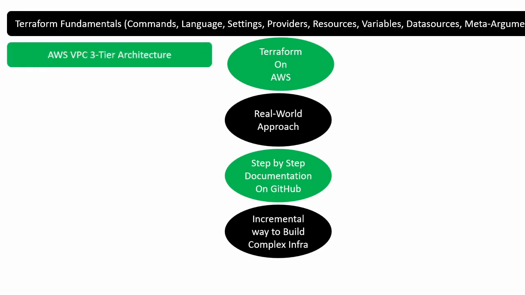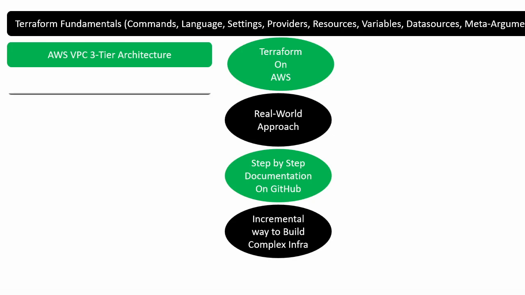So what are we going to do? I'm going to execute one 3-tier architecture once we complete the basics of Terraform: the scripting, variables and all. Once we have discussed the language settings, providers, resources, variables, data sources, meta arguments, loops, count, map, there are many things. Once we complete that, I'm going to tell you how we can create the architecture and how we can set up infrastructure on the cloud.